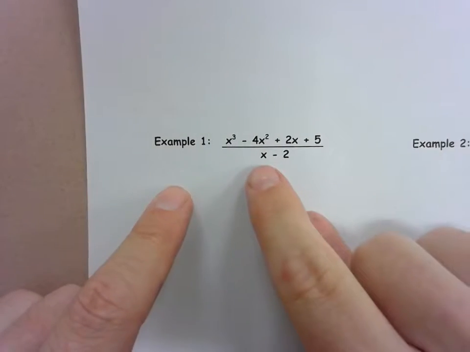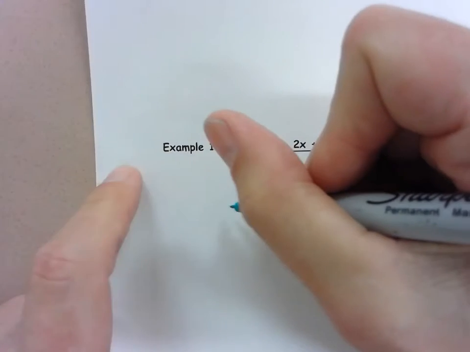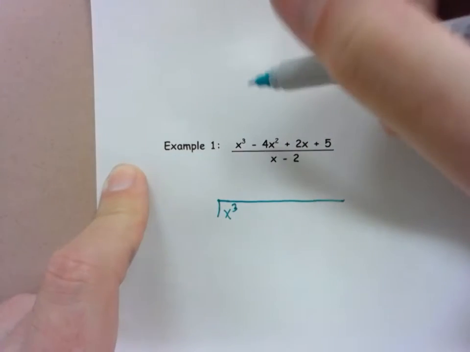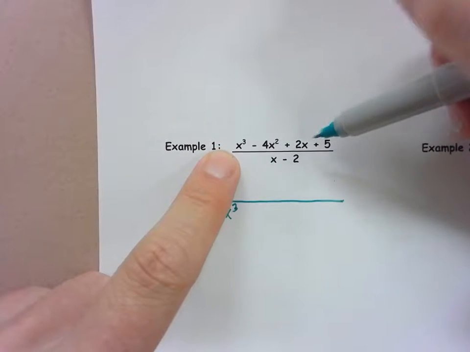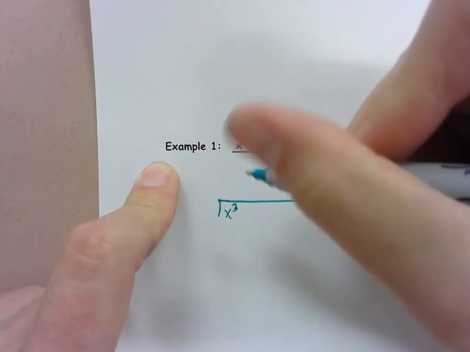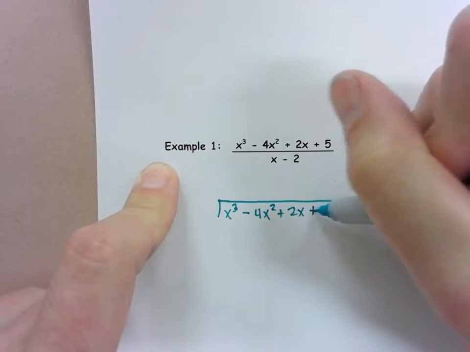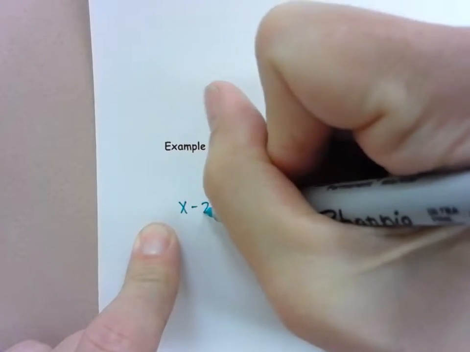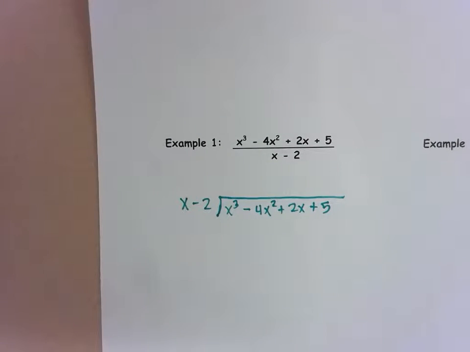So for example 1, we want to look at what's being divided and put that inside the little house. And we're going to look for any gaps and make sure it's in the right order. So we have a third power, a square, an x, and a constant number at the end. There's no missing exponents, and it's in the right order. What's being divided on the outside, we'll go there. Now let's explain how to start this problem.